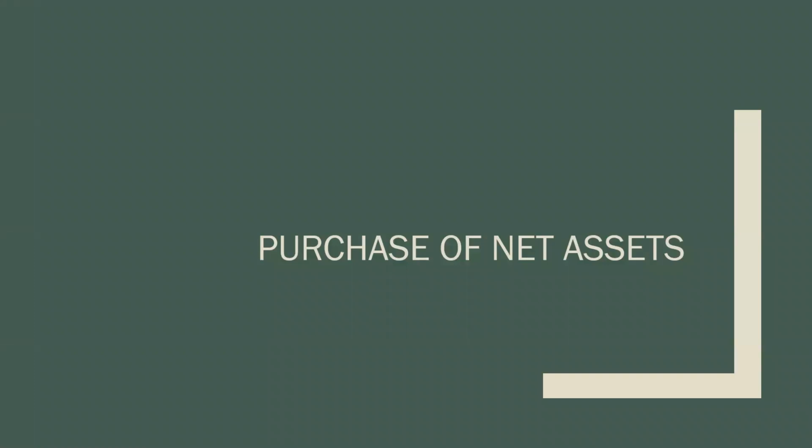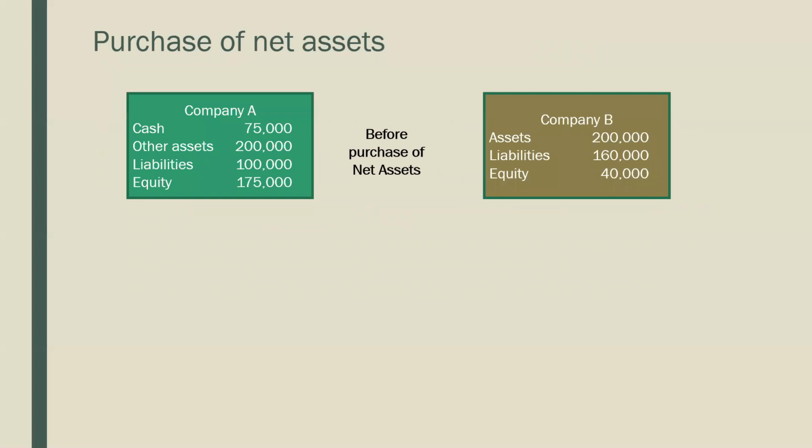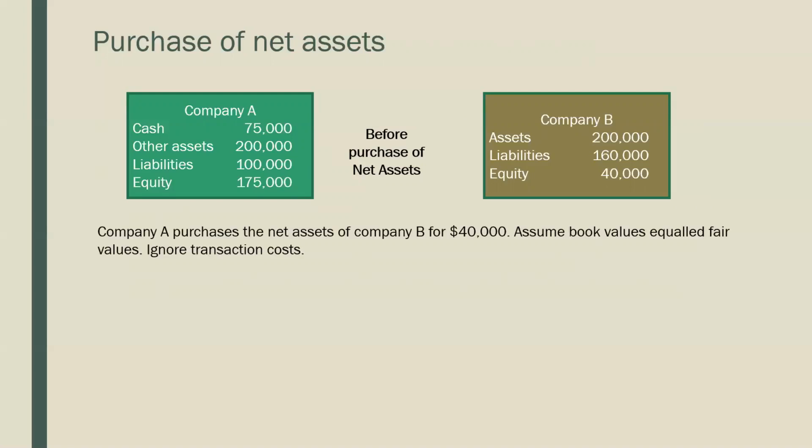So first off, purchase of net assets. What happens here, you have two companies, company A, company B, and they're separate companies in their own right. Company A has got assets, liabilities, and equity. Company B has assets, liabilities, and equity. So say company A purchases the net assets of company B for $40,000. And for the sake of simplicity, we're assuming that book values equal fair values and there were no transaction costs. We will be dealing with these later on, but for now, just to maintain simplicity.